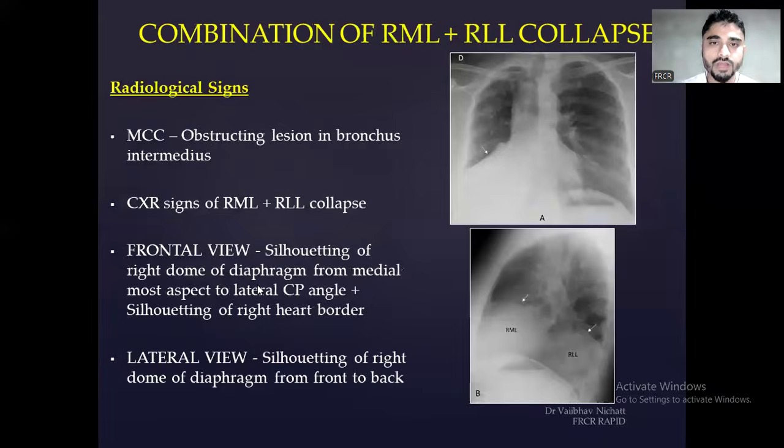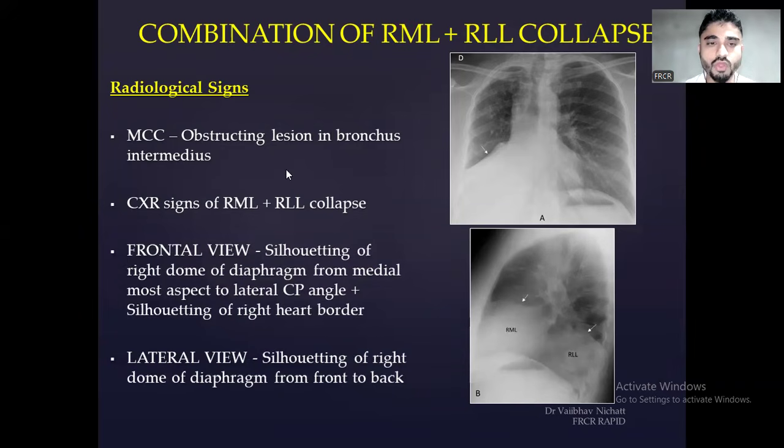Now, this is the only specific condition, and you should know how to identify the combination of right middle lobe and right lower lobe collapse. Why will this happen, and why will the rest of the lobes not show combinations of collapses? Because the right middle lobe and the right lower lobe are supplied by a common bronchus, the bronchus intermedius.